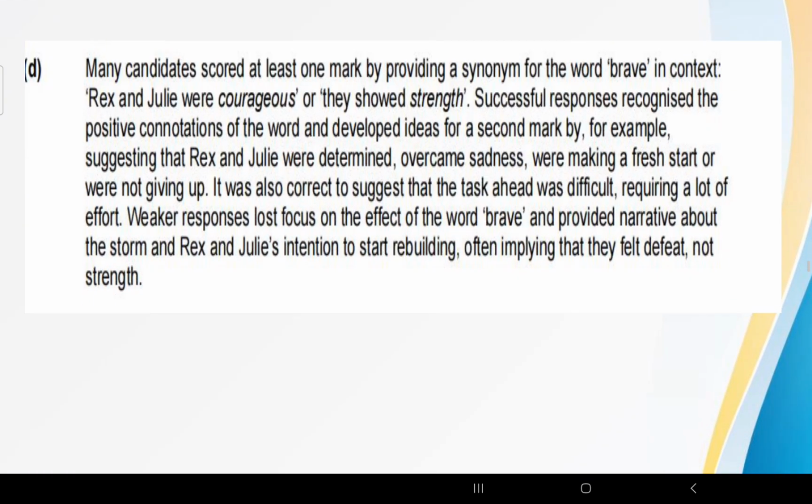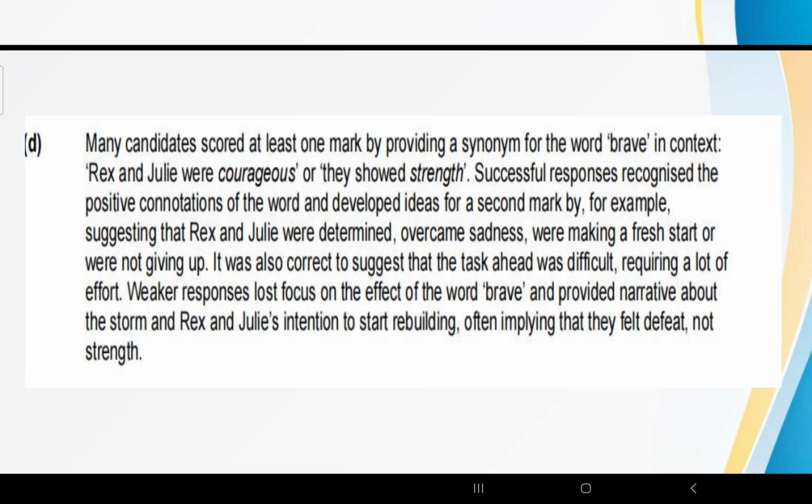Then the marks, examiner report. Many candidates scored at least 1 mark by providing a synonym for the word brave in context. Rex and Julie were courageous. Now they have given this one answer, courageous or strong. So this is the synonym. So you got your 1 mark here. Or they showed strength. Successful responses recognize the positive connotation of the word and developed ideas for a 2nd mark.